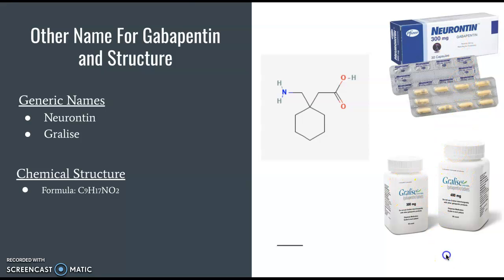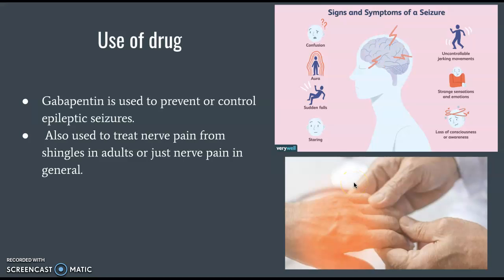And then this is what the capsules look like and what they could look like in different packages. So the use for the drug: gabapentin is used to prevent or control epileptic seizures, and it is also used to treat nerve pain from shingles in adults, or just nerve pain in general that can be caused from constantly doing the same motion over and over again or different diseases.